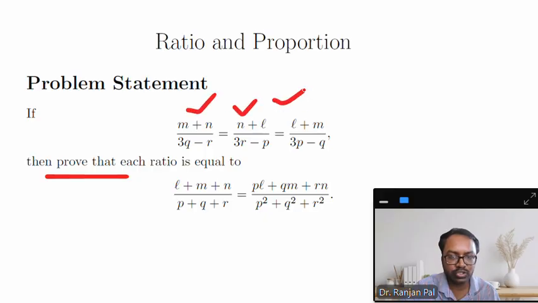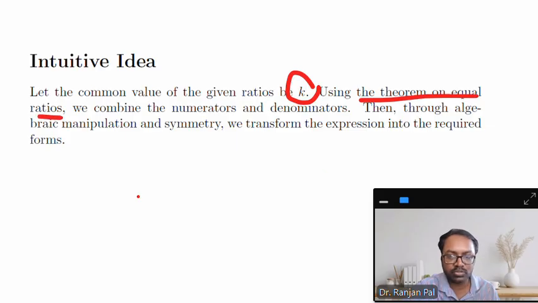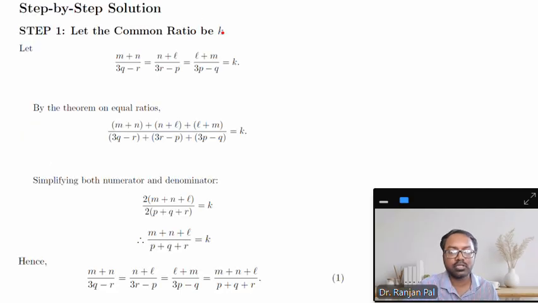each of these ratios is equal to these two expressions. So what is the intuitive idea behind solving such problems? When multiple ratios are given, we can assume a common ratio, let's say k, and then using the theorem on equal ratios, we can combine the numerators and denominators. Then, through algebraic manipulation and symmetry, we transform the expression into the required forms. So now, let's deep dive into the solution.